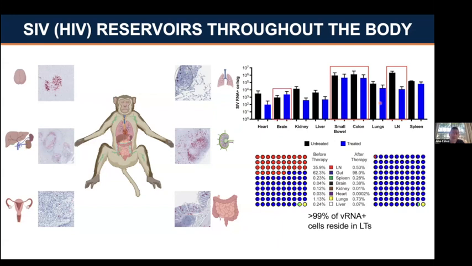And then, such as the central nervous system, particularly the brain, we actually don't see a reduction in the number of viral RNA positive cells. So even though quantitatively these represent a very small fraction of the total infected cells throughout the body, it doesn't appear that antiretroviral therapy particularly impacts the number of these active reservoirs within these sites.